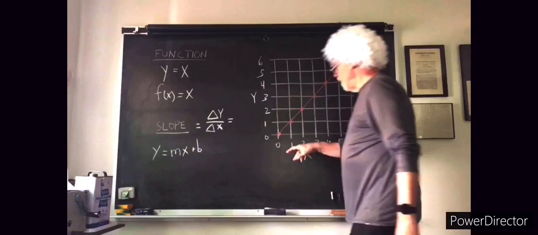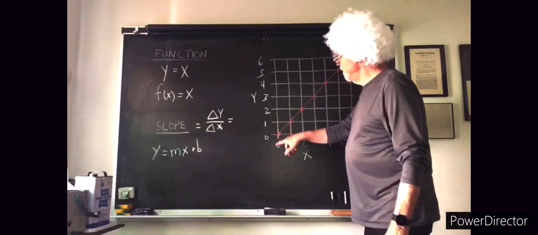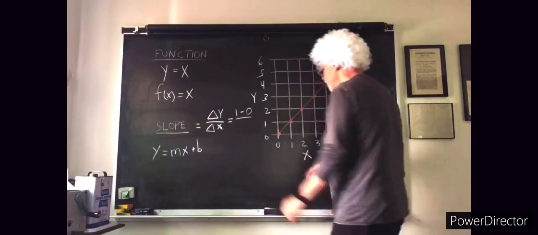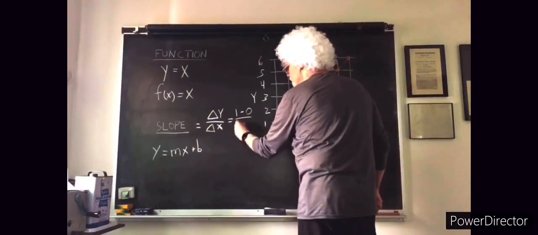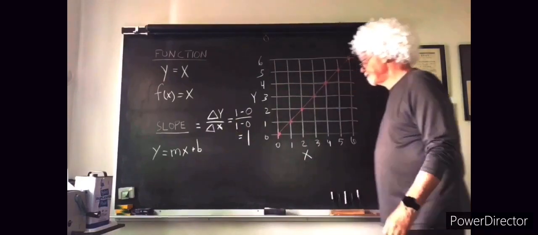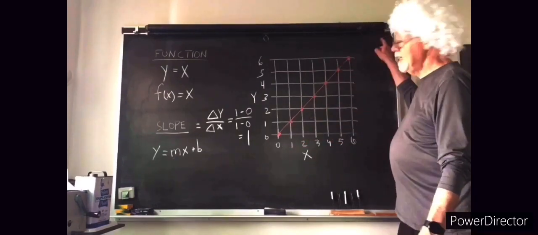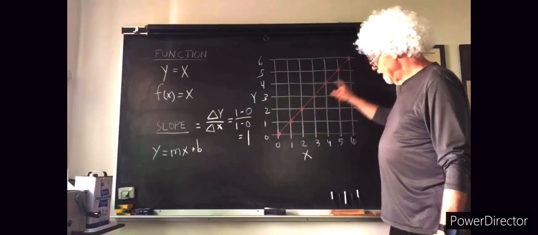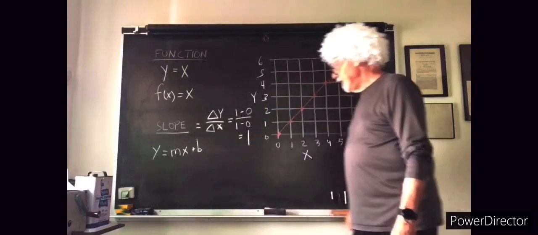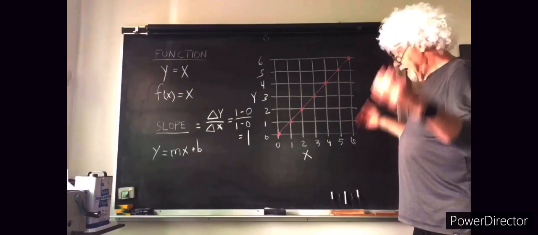Well, if we just go from, we'll do 0 to 1, the change in y is 1 minus 0, and the change in x, 1 minus 0. And therefore the slope is equal to 1. And this is so elementary, you can see that the slope anywhere on that line is going to be equal to 1, because y is equal to x. Okay? That's what you need to know.